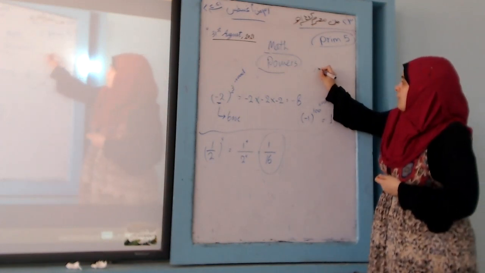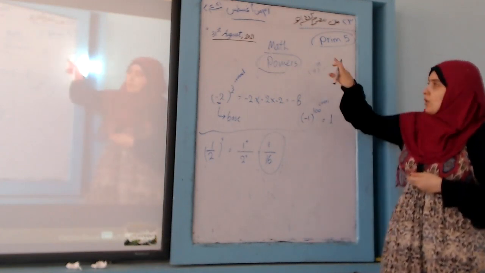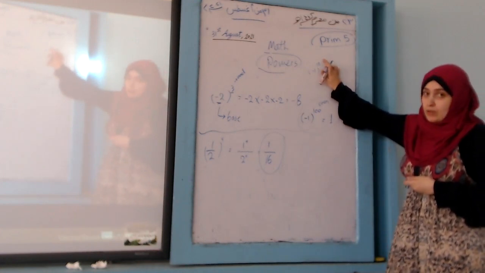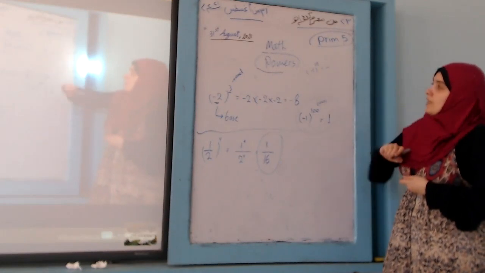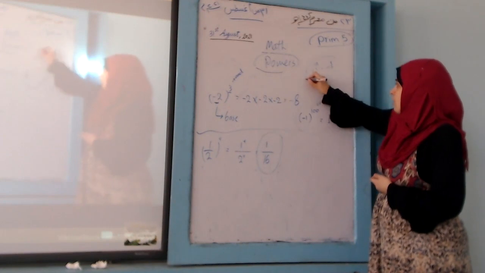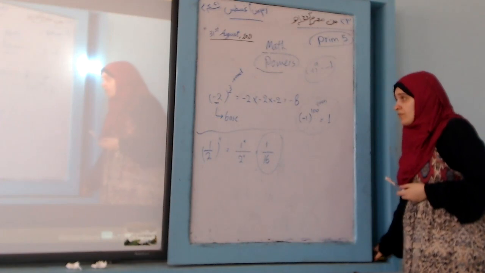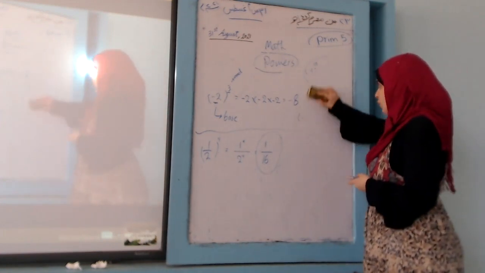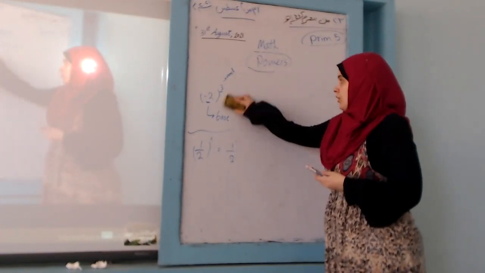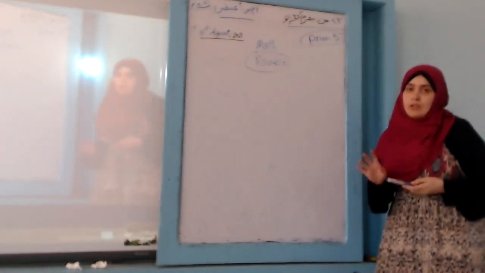If I have negative 1 power 111, 111 is an odd number. If the power is an odd number, then the result will be negative. And 1 power any number is equal to 1, so here the answer is negative 1. I talked about the base, whether it is positive or negative, and according to the power, whether it is odd or even, I get the result negative or positive.